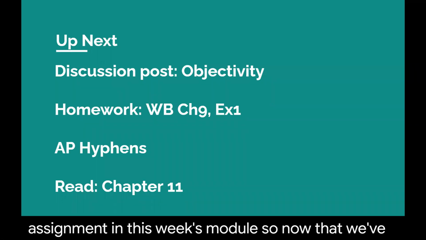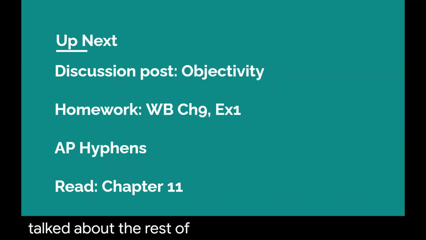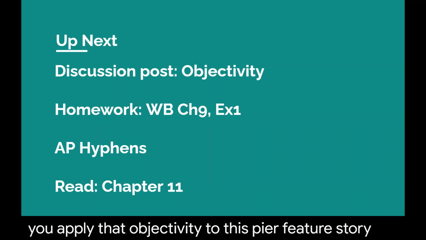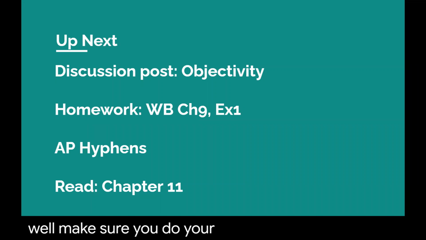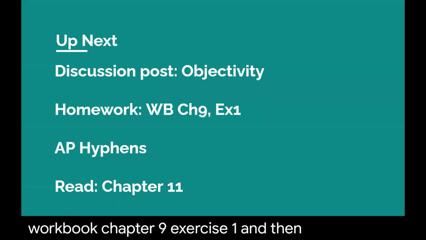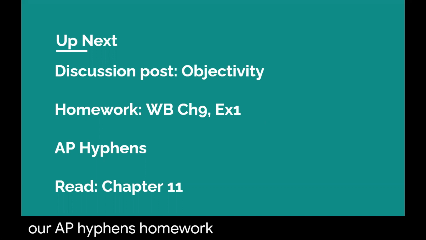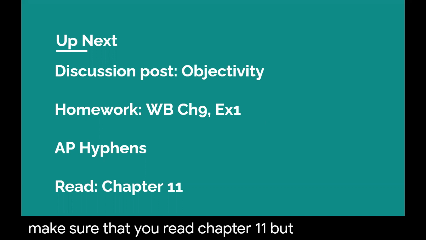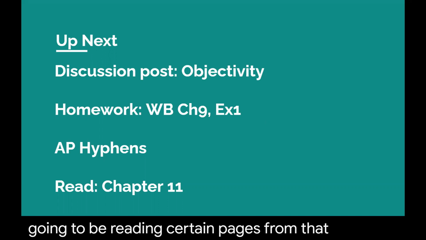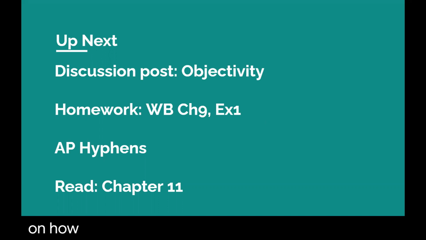Now that we've talked about the rest of chapter 9, you're going to go into the discussion post and talk about the importance of objectivity as a news writer. And I hope you apply that objectivity to this peer feature story as well. Make sure you do your homework, which will be workbook chapter 9, exercise 1, and then we'll work on our AP hyphens homework. Before Friday's module, make sure that you read chapter 11, but you're only going to be reading certain pages from that to focus on how to begin interviewing.